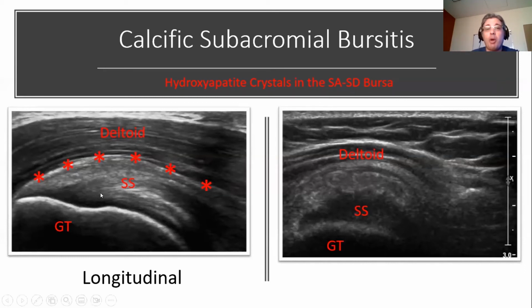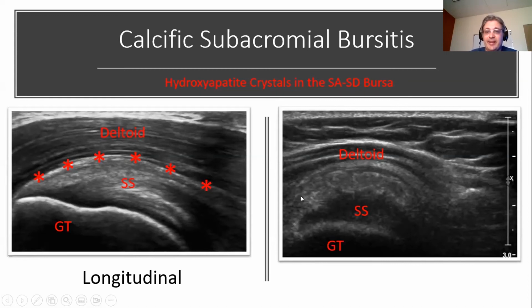Remember the normal anatomy in this area. The subacromial subdeltoid bursa is here, deep to the deltoid, superficial to the cuff. Let's look at this patient with subacromial calcific bursitis. Here's the deltoid here. Here's the supraspinatus here that looks irregular and hypoechoic, largely due to anisotropy.